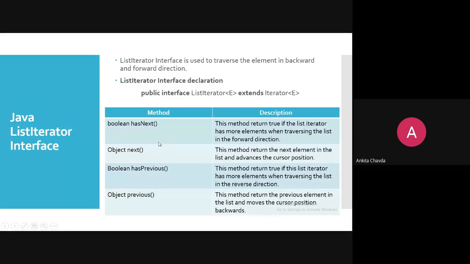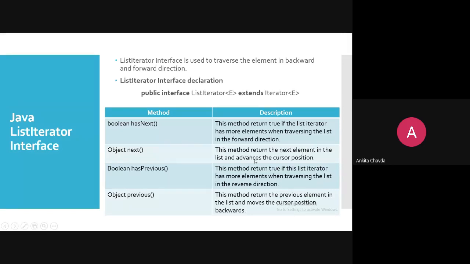Then here are some of the methods which you already know. In the Scanner class also we have seen this method, if you remember, hasNext, right? So if any element is there, we can read it, right? So this method will return true if the list iterator has more elements when traversing through this list in forward direction. And if we are traversing in the backward, reverse direction, then you have one method, hasPrevious. This method returns true if the list iterator has more elements when traversing the list in reverse direction from last to first, right?